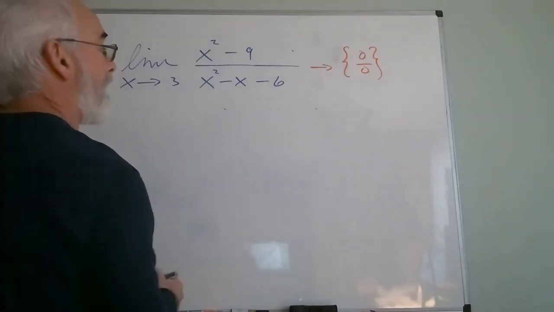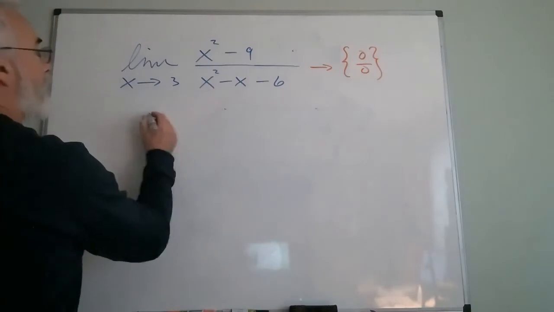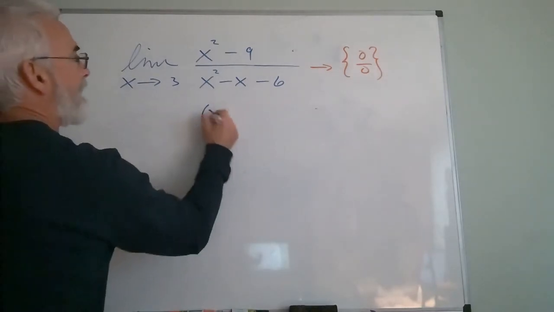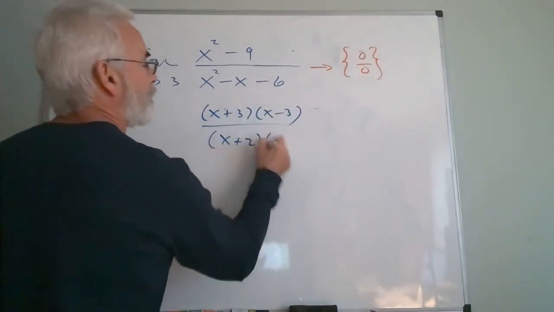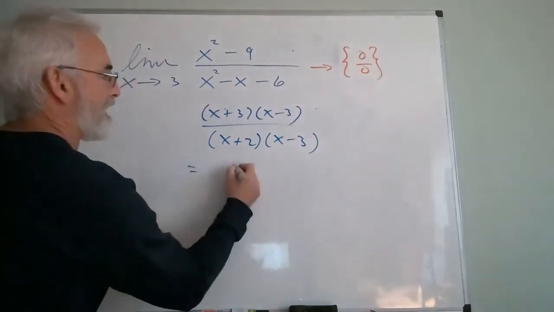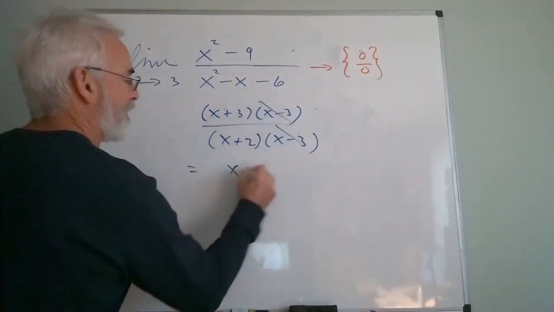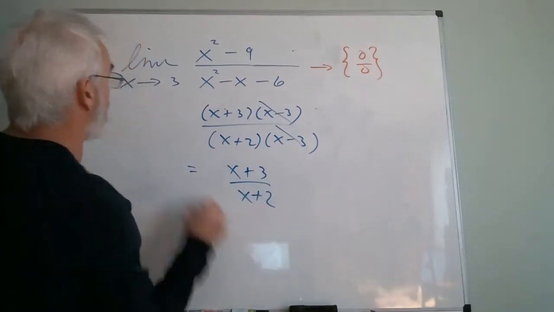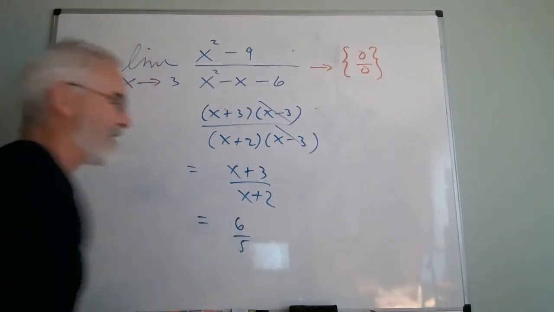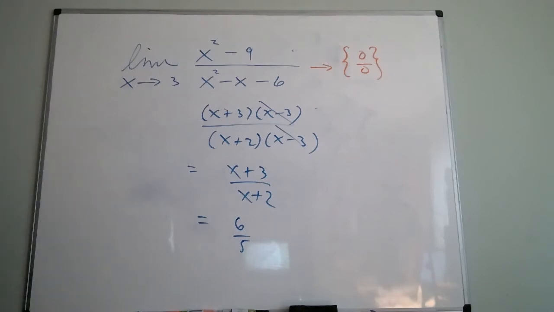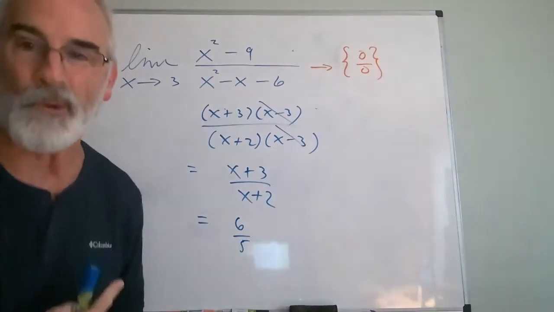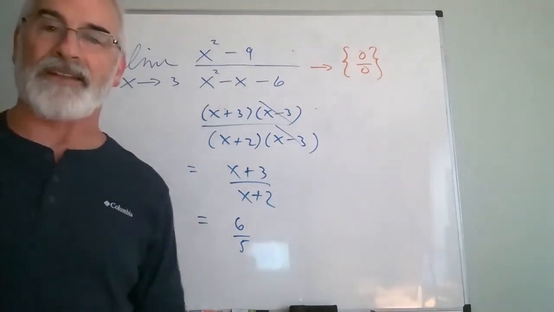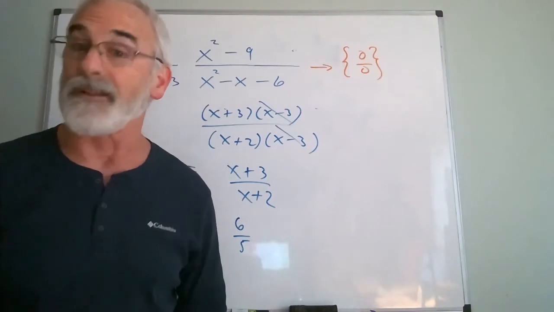So I also recognize, that means I can factor and cancel. So the top is x plus 3, x minus 3. The bottom is x plus 2, x minus 3. And then that equals, after I cancel, x plus 3 over x plus 2. And then, of course, that equals 6 over 5. Now, I have made a series of egregious errors. Oh, this is so wrong. I can't get any wronger mathematically unless I just make up the numbers. Yet a lot of us are doing this on our limits.